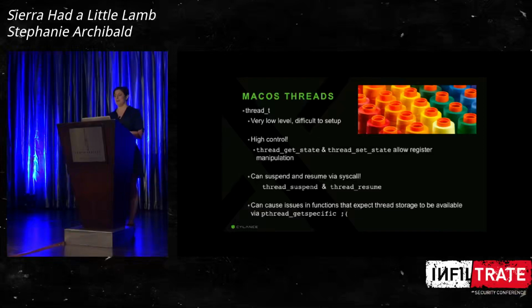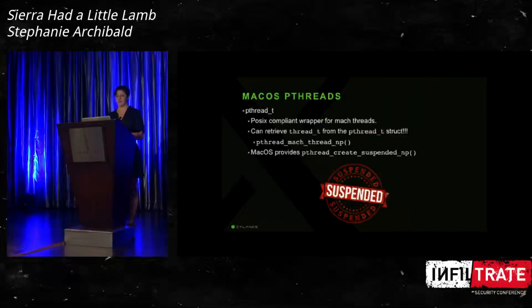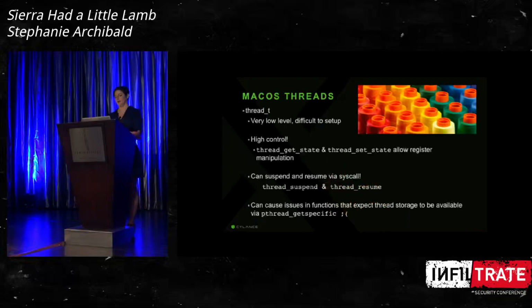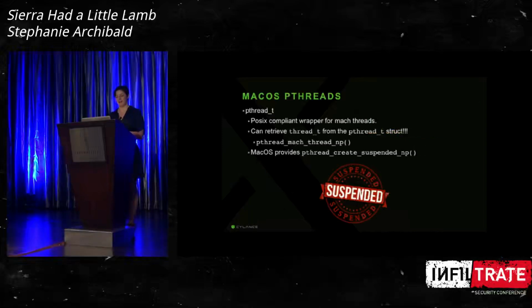It can cause issues because basically POSIX functions expect POSIX threads, which are pthreads, and a lot of them will call this function called pthread_getspecific. If you've created a Mach thread directly with thread_create, then it hasn't allocated any of the associated thread storage, right? And you'll get lots of crashes. That function there is kind of my nemesis. We'll talk about that a little bit later.